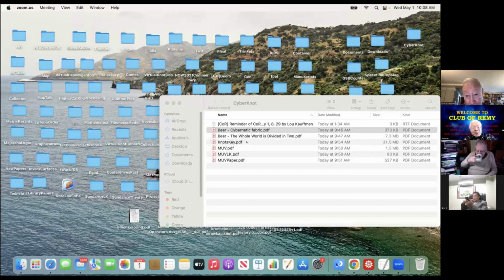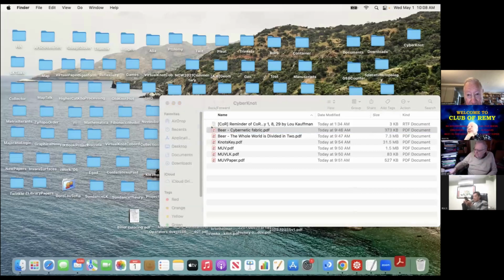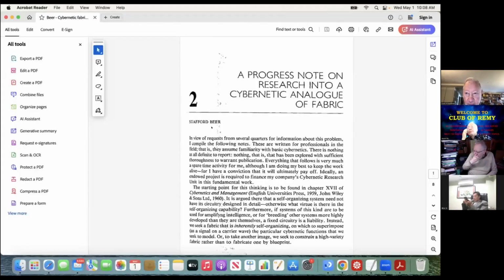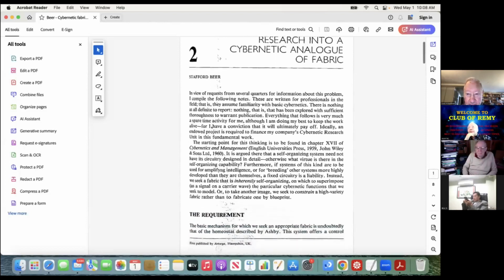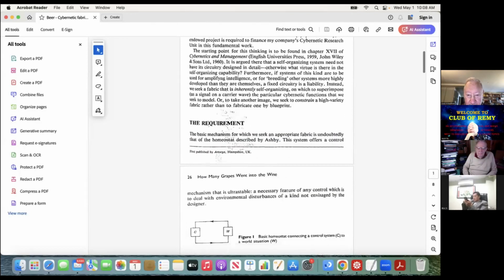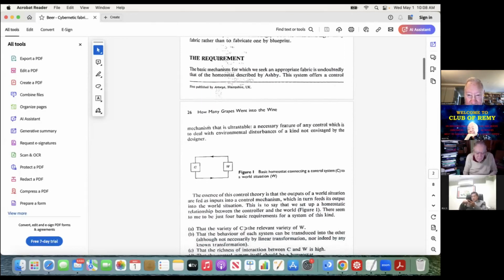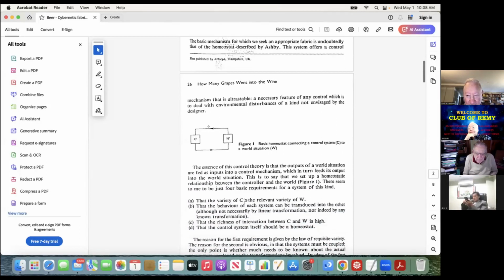So, for example, if you were to open a paper by Stafford Beer from a while back, you would see some diagrams. And I chose this because these are about as simple an example of diagrams in cybernetics as I can think of. Look at this one, figure 1, basic homeostat connecting a control system to a world situation. And all that's been done is to indicate a feedback loop.